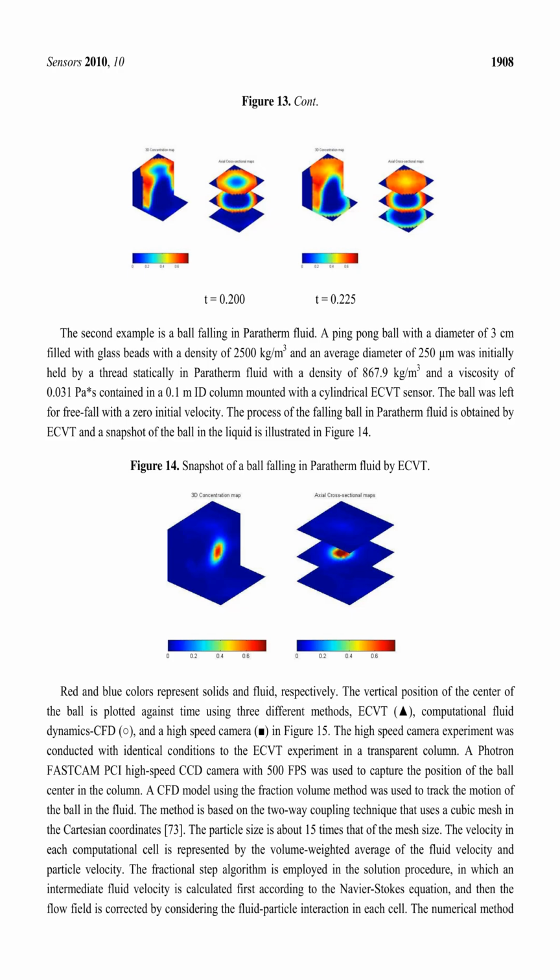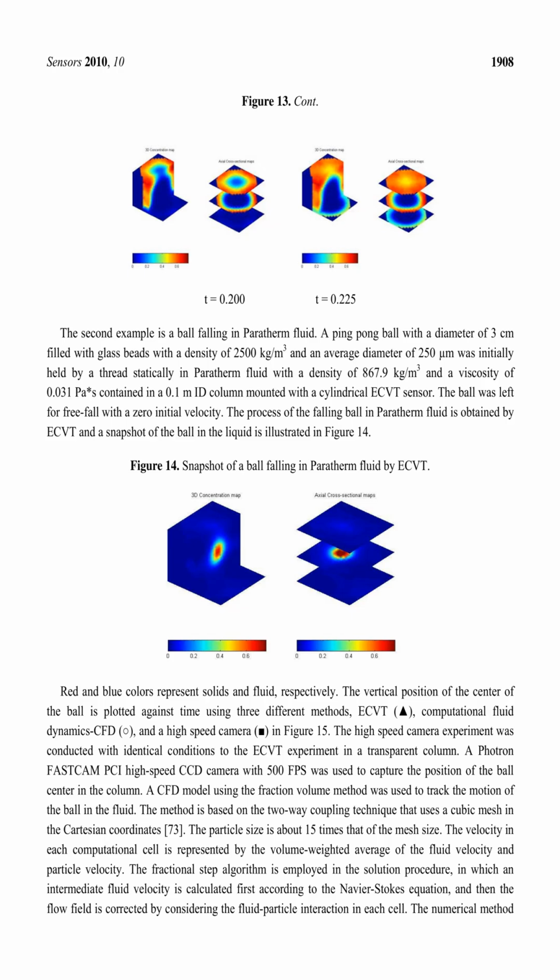The high-speed camera experiment was conducted with identical conditions to the ECVT experiment in a transparent column. A Photron FASTCAM PCI high-speed CCD camera with 500 fps was used to capture the position of the ball. A CFD model using the fractional volume method was used to track the motion of the ball in the fluid.